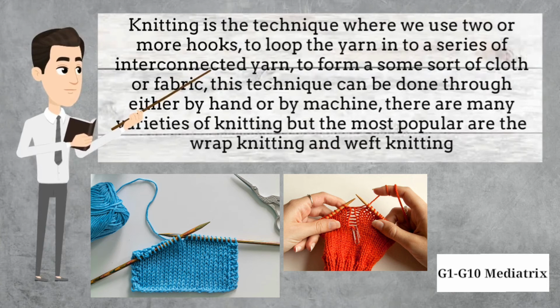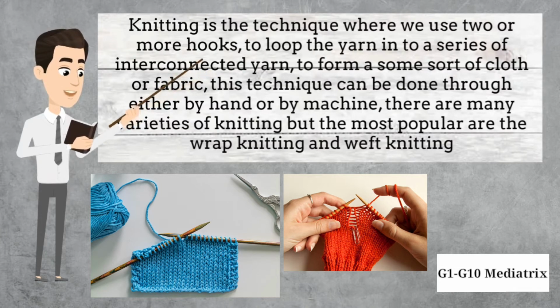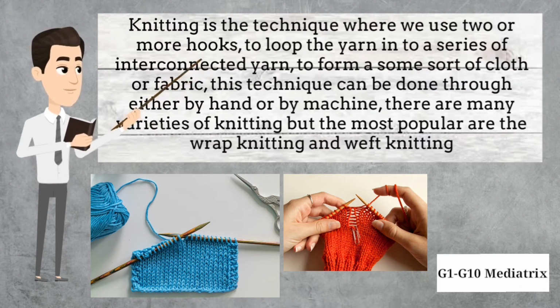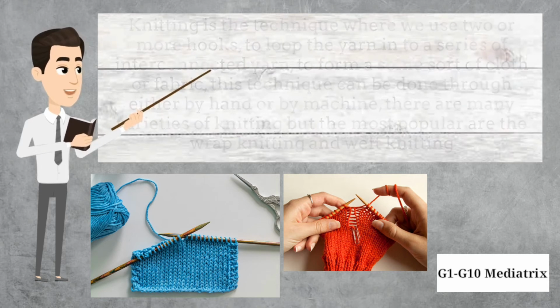Knitting. Knitting is a technique where we use two or more hooks to loop the yarn into a series of interconnected yarn to form some sort of cloth or fabric. This technique can be done either by hand or by machine. There are many varieties of knitting, but the most popular are warp knitting and weft knitting.